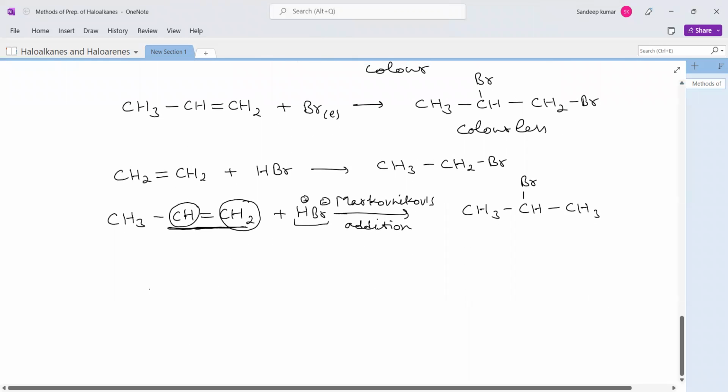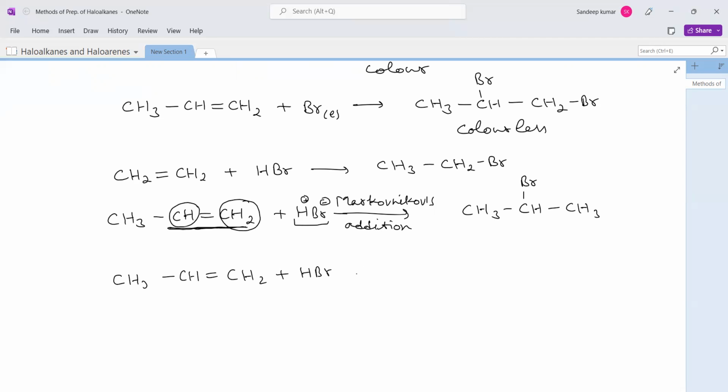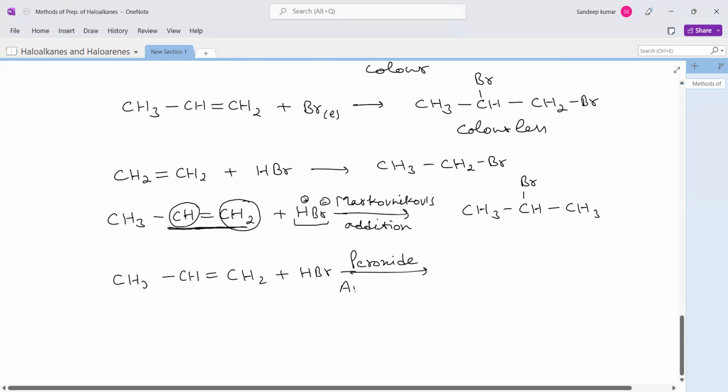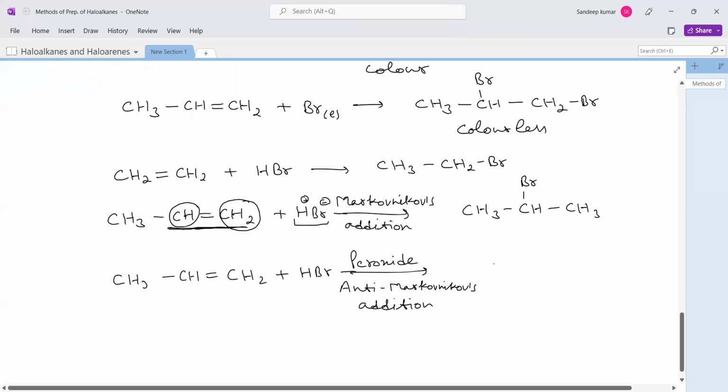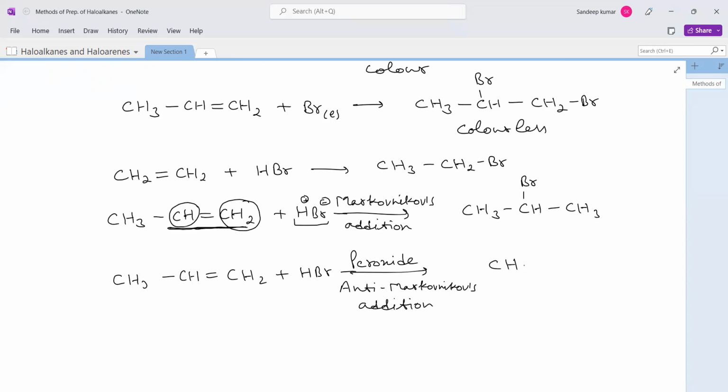If the same addition takes place in presence of a peroxide, that is, HBr in presence of peroxide, then this will be governed by anti-Markovnikov addition, according to which we will have the halogen atom on the carbon having the greater number of hydrogen atoms.